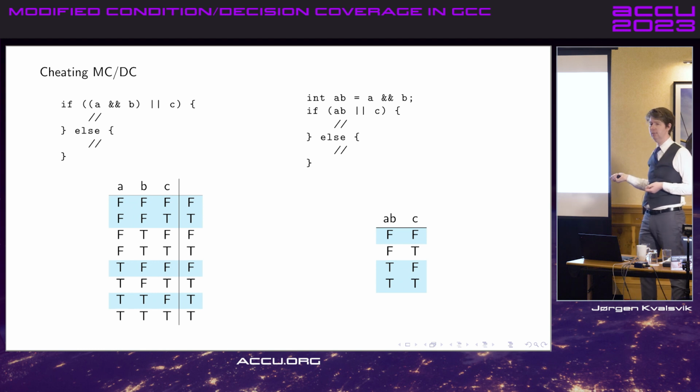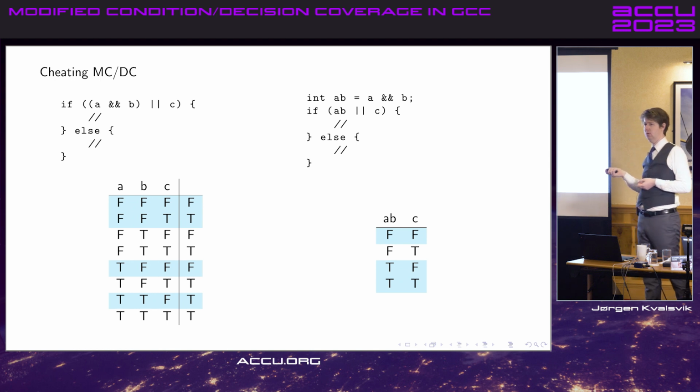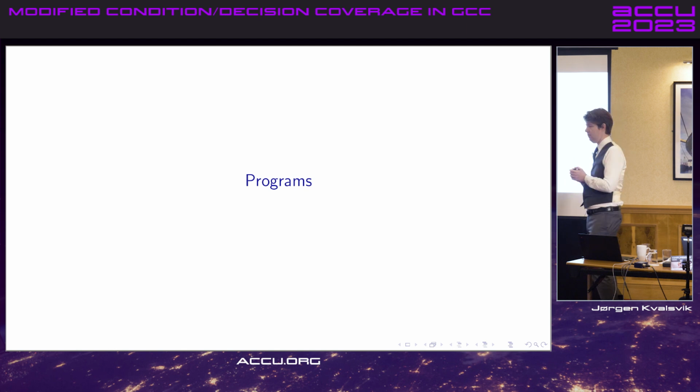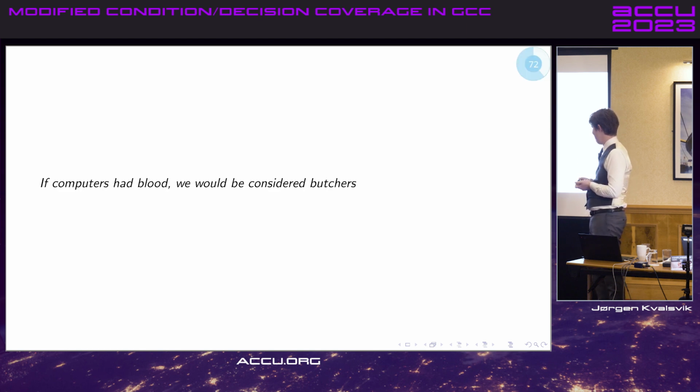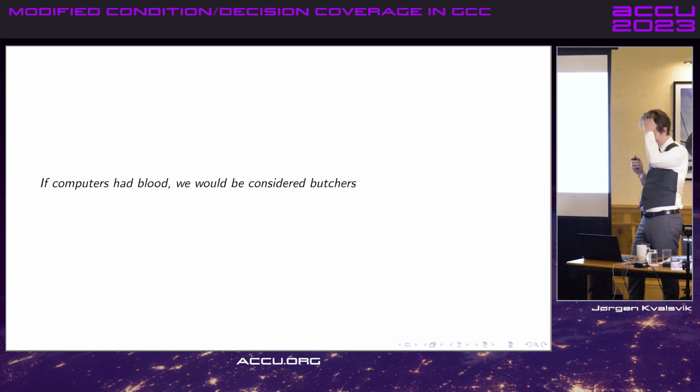So this is perfectly possible. Proponents will say this is a good thing because it forces you to structure your program in an easier to read way, but I'm not so sure it actually is a win. But it's certainly possible, and it's one of the drawbacks when dealing with this kind of coverage. So let's look at some programs. Some say that if computers had blood, we would be considered doctors. I think this applies just as much. If computers had blood, we would be considered butchers.